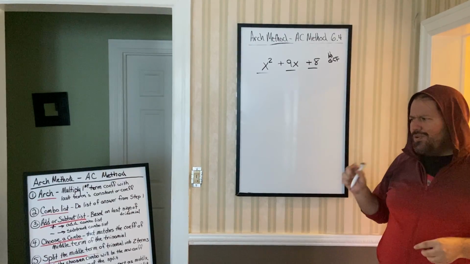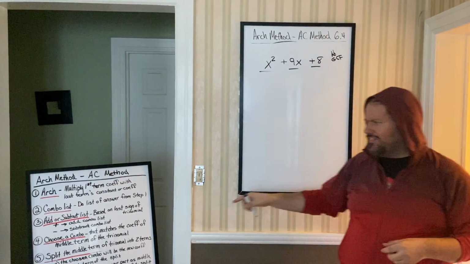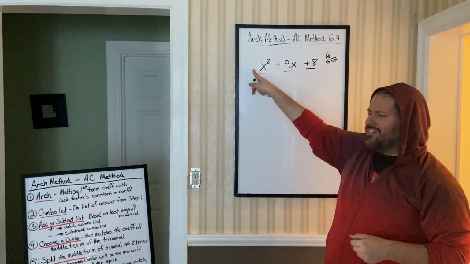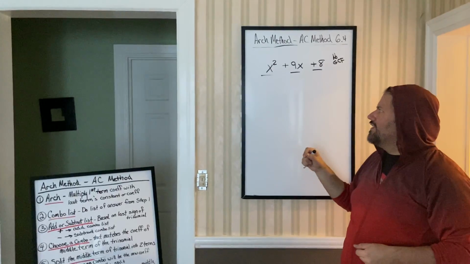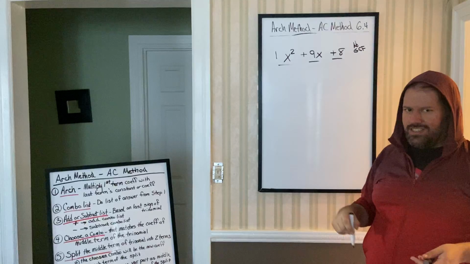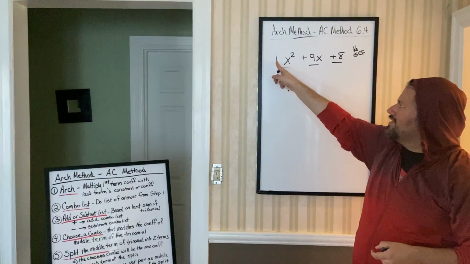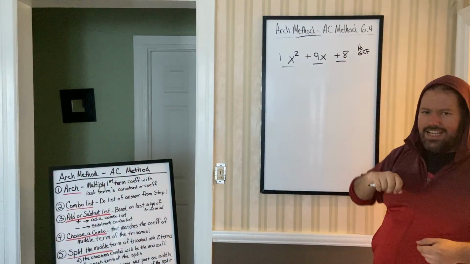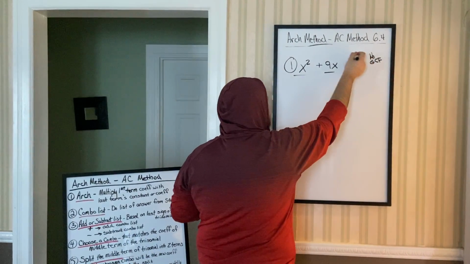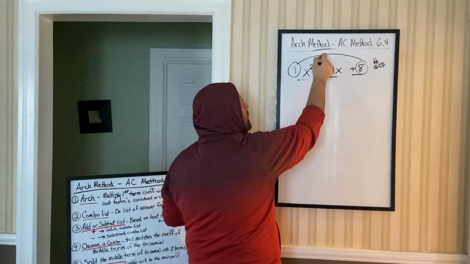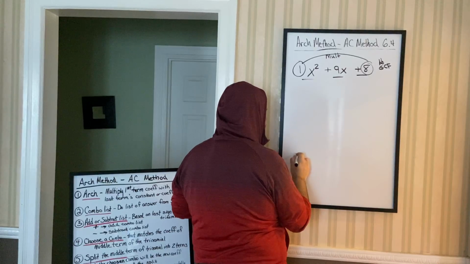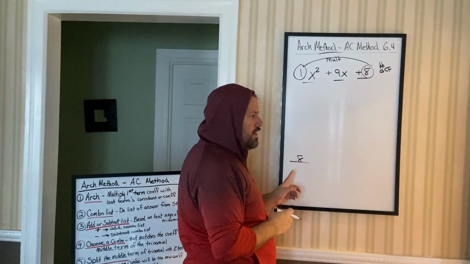Now, arch was always multiply the first term coefficient, remember? Multiply first term coefficient. And you might be saying, well, there's no coefficient here. Well, remember, we said that if you don't see a number here, there's an understood 1. So now you have the first term coefficient times the last term, the constant. So let's multiply these 2 numbers to create that arch. And remember, we always multiply. So 1 times 8 is 8.